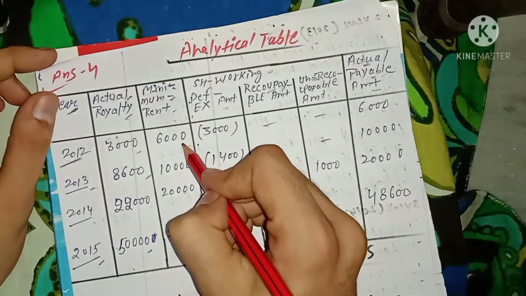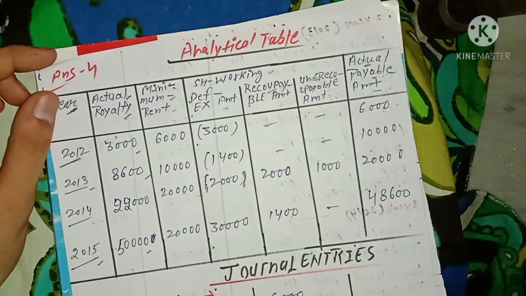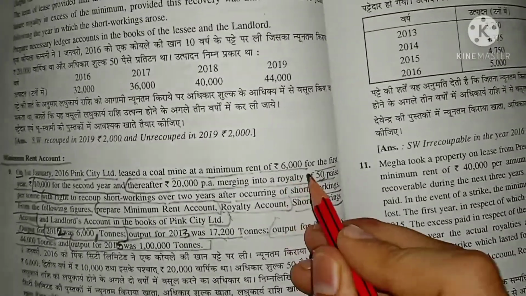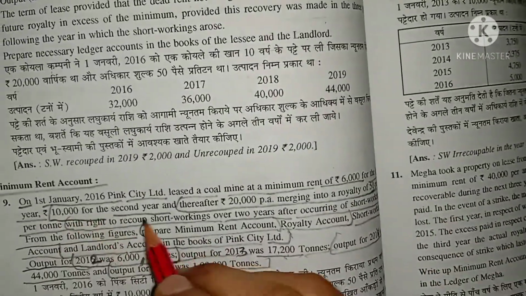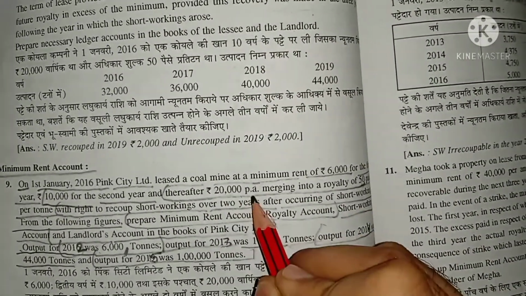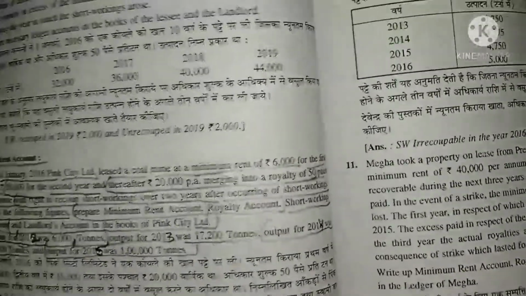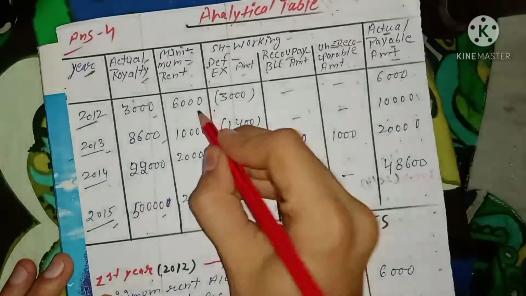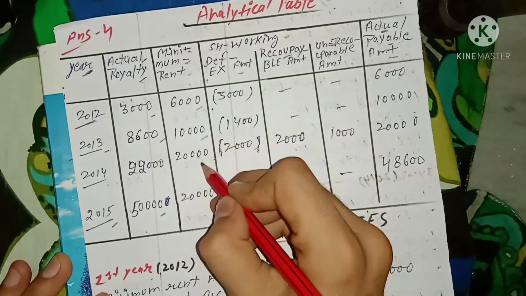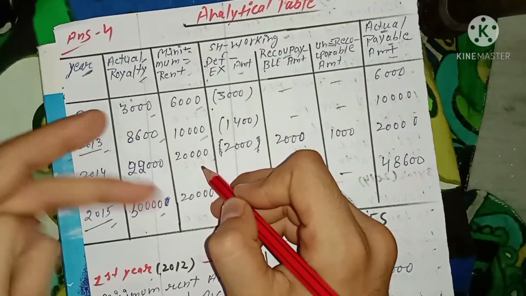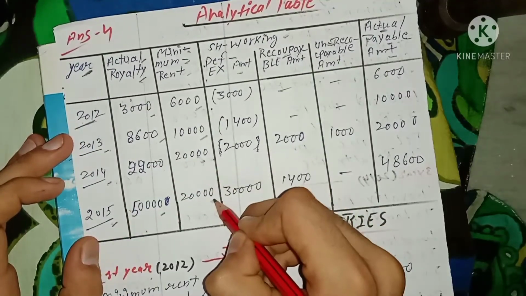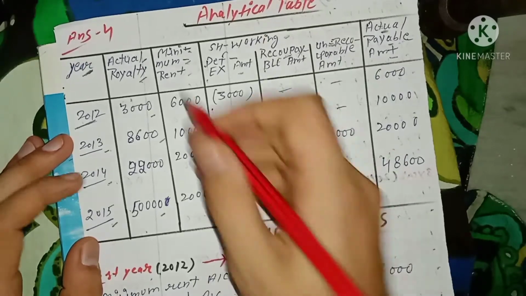Now, the minimum rent amount. Okay, in the book it is given that the minimum rent is 6,000 for the first year and 10,000 for the second year, and then for the next upcoming 2 years continuously 20,000 per annum. So here you can see 6,000 for the first year, 10,000 in the year of 2013, and for the last 2 years, 2014 and 15, 20,000 and 20,000, similar amount, okay, as minimum rent.